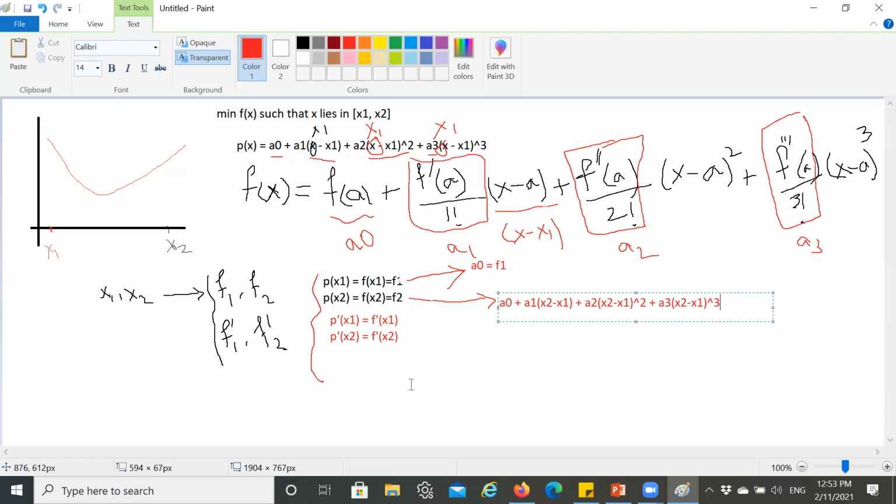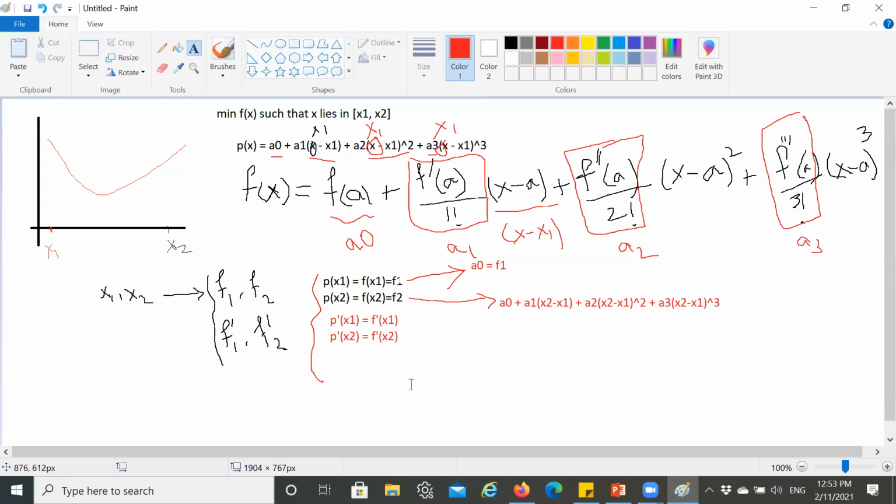Can we express it in terms of any point lying between x1 and x2? Yes, any point lying between x1 and x2 also. But the problem statement said you're given 2 points, x1 and x2, so why would we choose any other point? Because we know it's a unimodal function, the minimum point will be somewhere here. We are trying to find the functional value at a point we know. At any point in between, we do not know what the functional value is. We only know these 2 points because they are given to you and the functional values can be obtained.